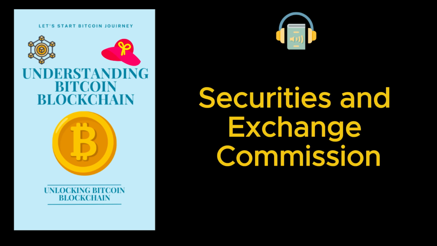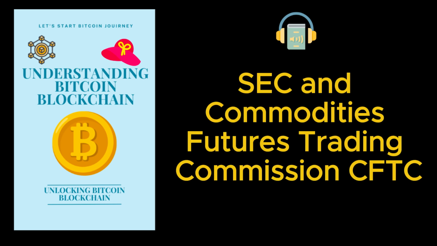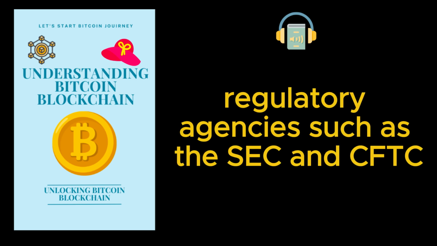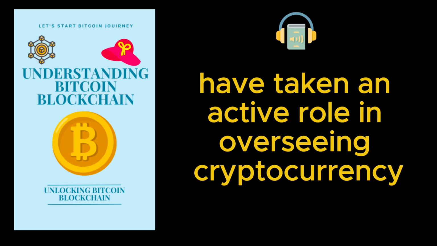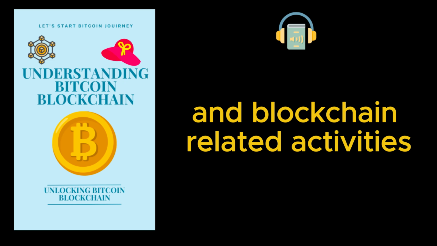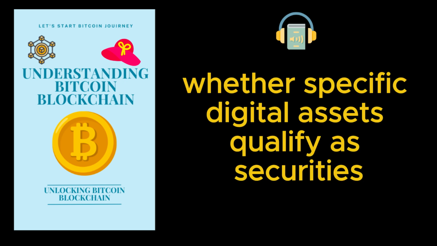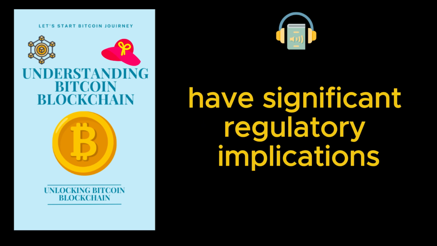Securities and Exchange Commission, SEC, and Commodities Futures Trading Commission, CFTC. In the United States, regulatory agencies such as the SEC and CFTC have taken an active role in overseeing cryptocurrency and blockchain-related activities. Issues such as whether specific digital assets qualify as securities or commodities have significant regulatory implications.